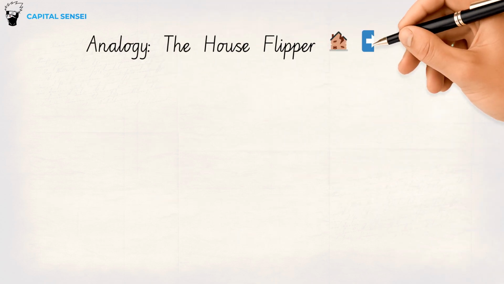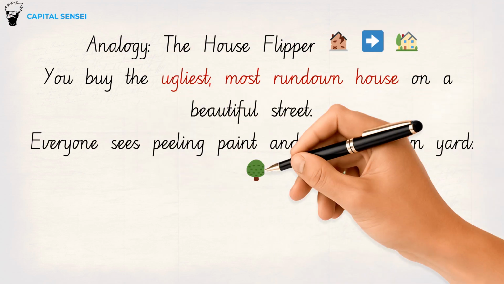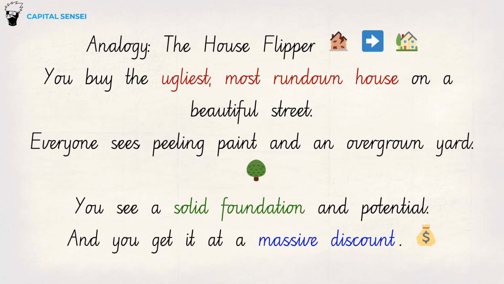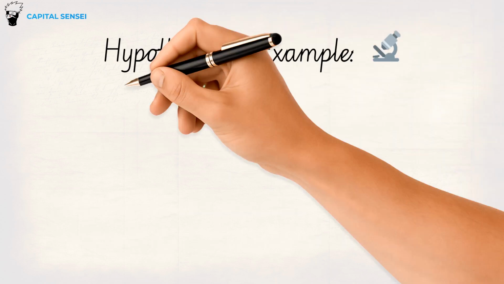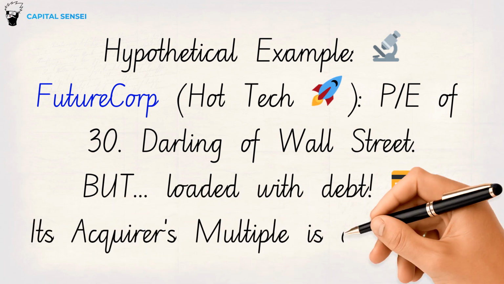It's like being a professional house flipper who specializes in buying the ugliest, most run-down house on a beautiful street. Everyone else sees the peeling paint and the overgrown yard. You see the solid foundation and the potential for what it could be after some work, and you're getting it at a massive discount because of its current appearance. Let's imagine a concrete, though hypothetical, example to drive this home.